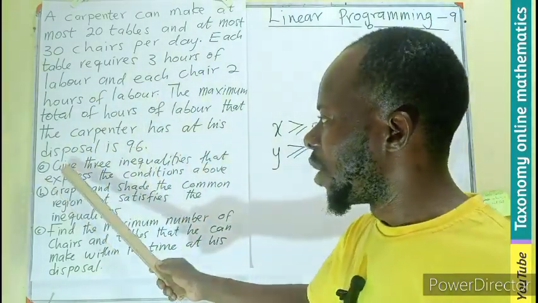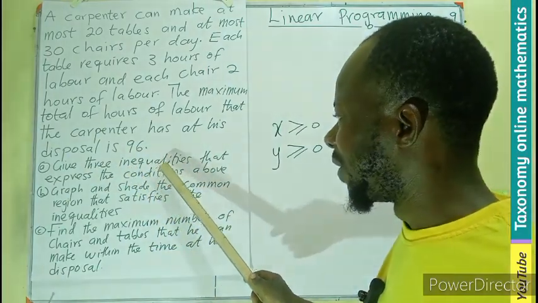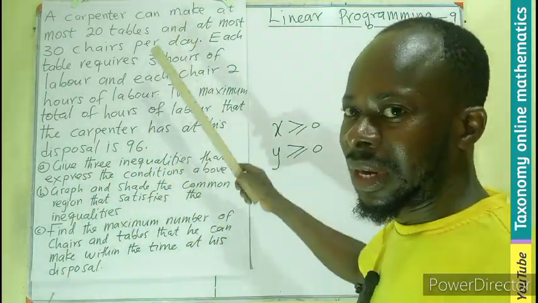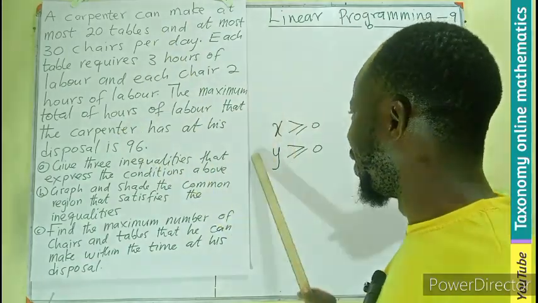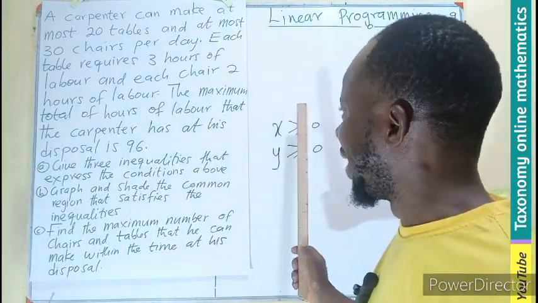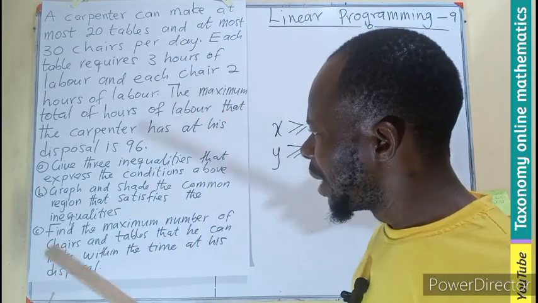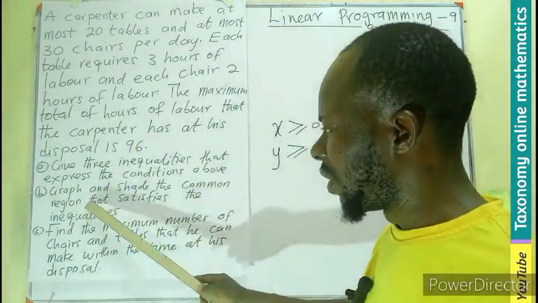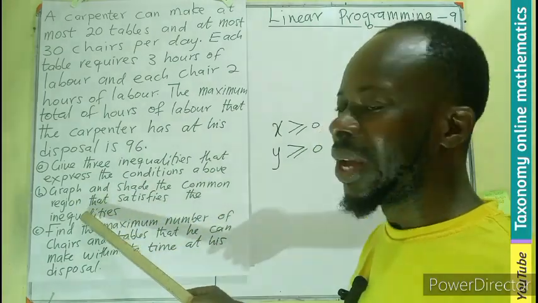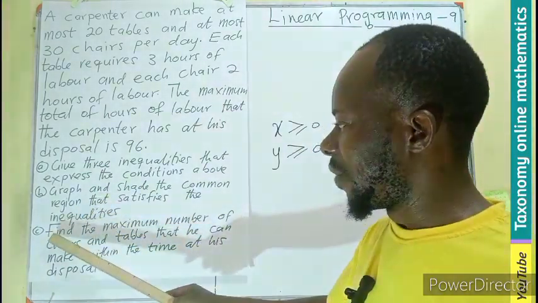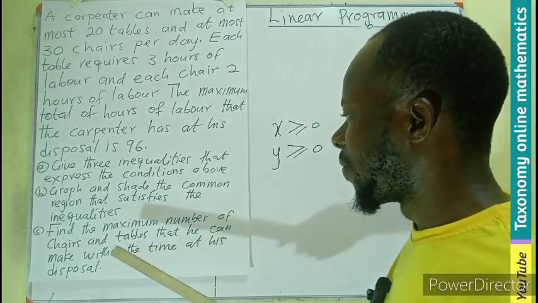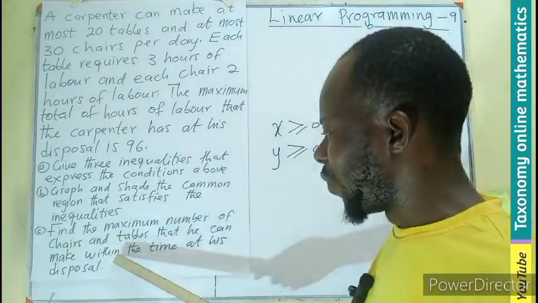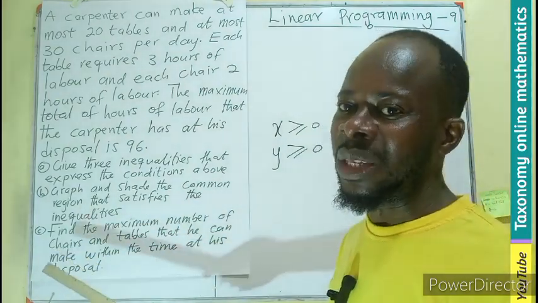So for the first question, we have to give 3 inequalities that express the conditions above. 3 inequalities, excluding the natural ones. Those are also part of it, but they are not in the question. Then we have to graph and shade the common region that satisfies the inequalities. Then finally, find the maximum number of chairs and tables that he can make within the time at his disposal.